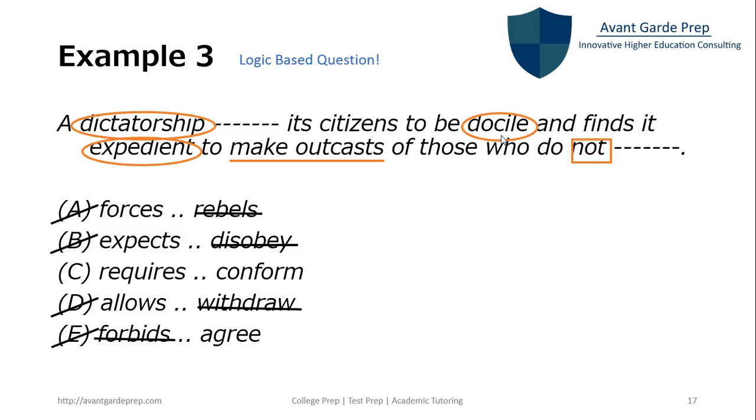And let's just insert both blanks in now to make sure that this is the best answer choice. A dictatorship requires its citizens to be docile and finds it expedient to make outcasts of those who do not conform. Yes, that makes sense. We have our answer choice.